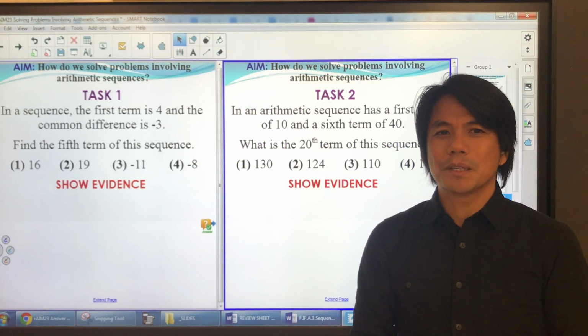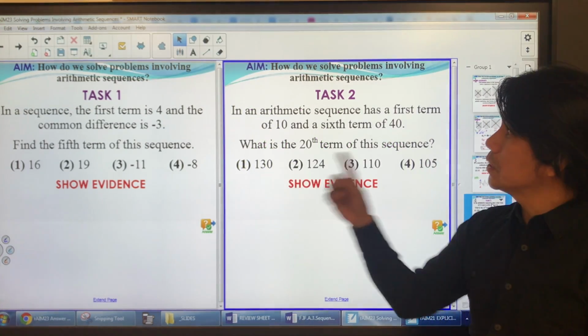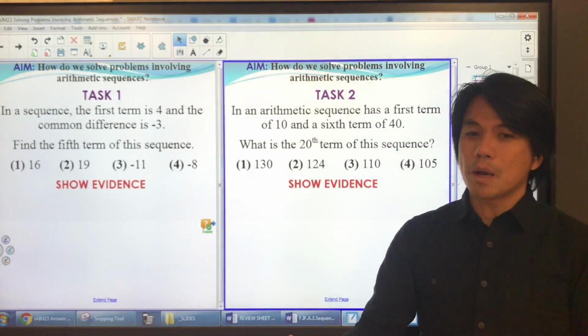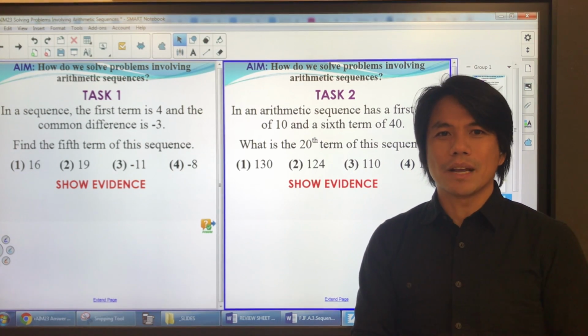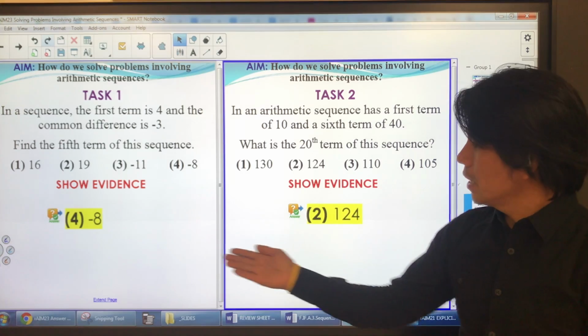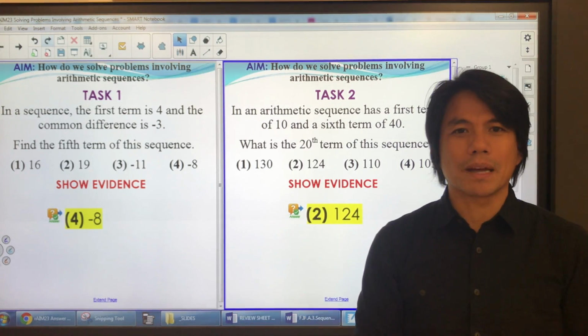Now it's your turn to practice. Go ahead and complete these 2 problems. Be sure to pause your video while you're doing it. Come back once you're done to check your answers. And those are the answers. I hope you got them both correct.